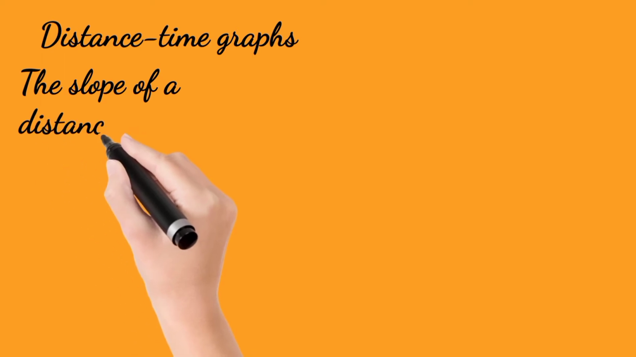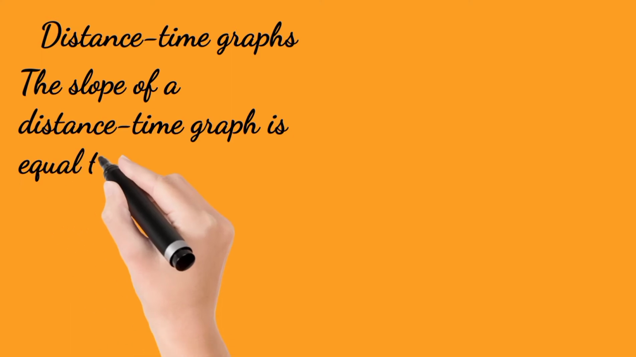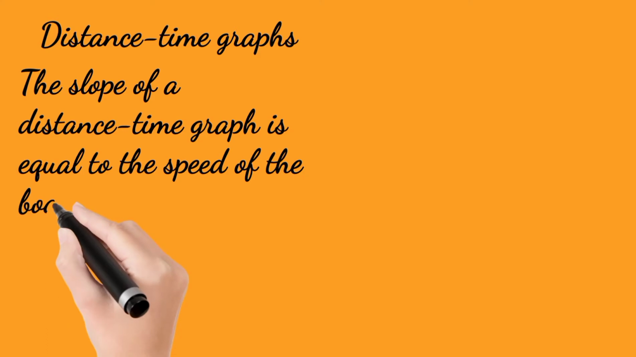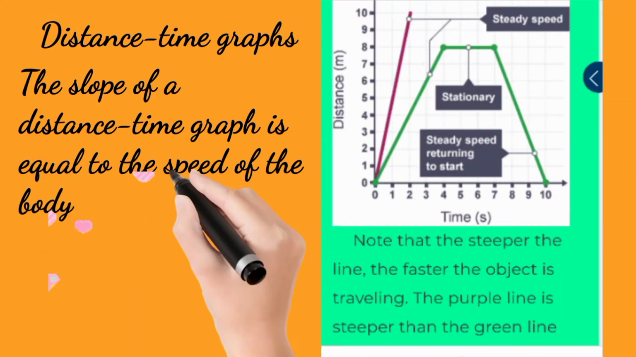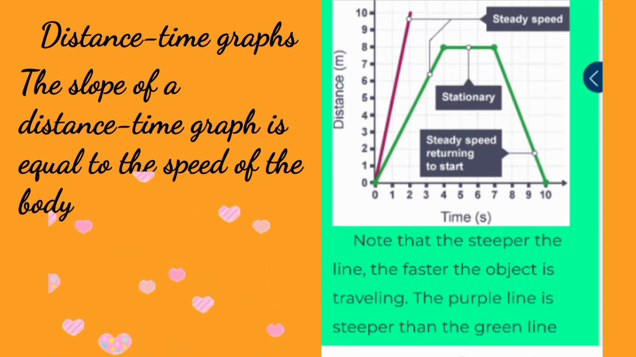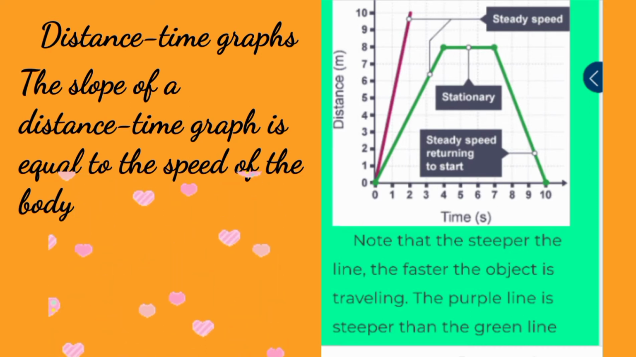Distance time graph. The slope of a distance time graph is equal to the speed of a body. Please take note. As you can see on the graph, a steep slope that starts from the origin and moves upward shows uniform or steady speed. The steeper the slope, the more the speed. Whereas a straight line parallel to the time axis tells us that the body is stationary.